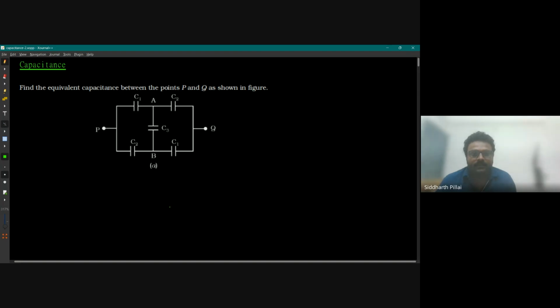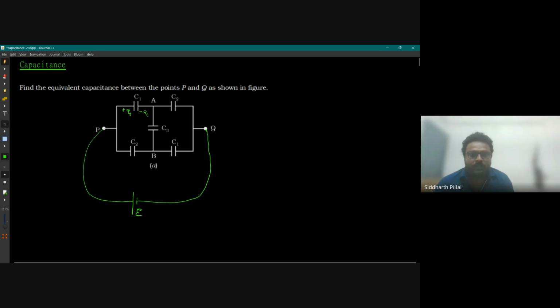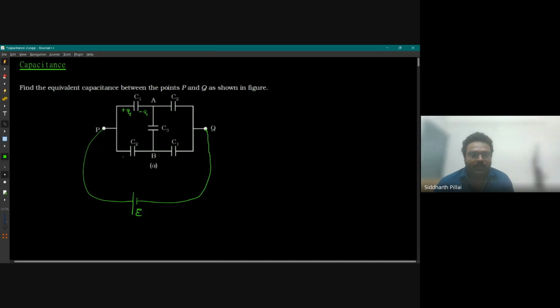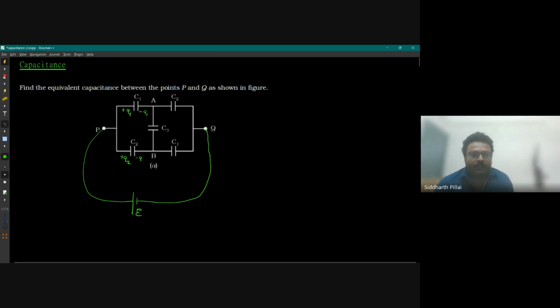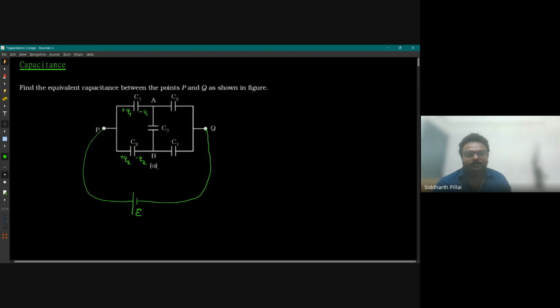In problems like this, it's always useful to connect P and Q to a battery. So let's say I take a battery and connect it to the terminals P and Q. Let's say there is some EMF E provided by the battery. As a result, some charges will deposit on these capacitors. Let's assume there is some positive Q1 on this plate of the capacitor, so this becomes minus Q1. Similarly, let me assume some positive Q2 and minus Q2 on C2.